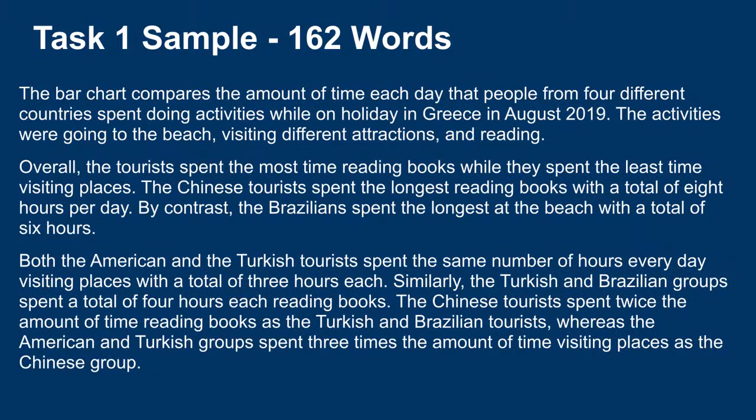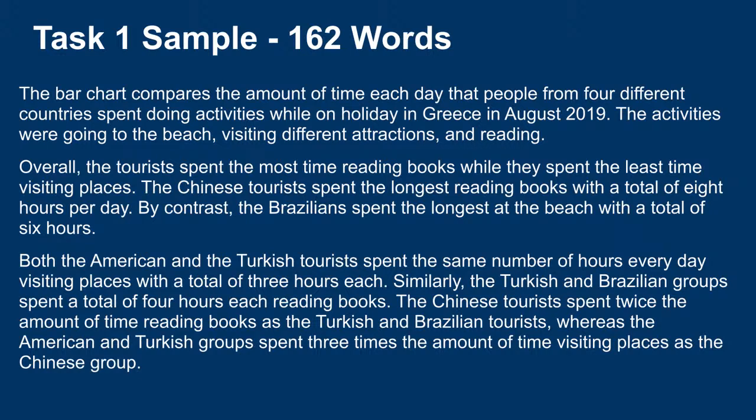So let's take a look. I didn't have room for the question, but here is a sample writing, and I'm just going to read it out. The bar chart compares the amount of time each day that people from 4 different countries spent doing activities while on holiday in Greece in August 2019. The activities were going to the beach, visiting different attractions, and reading.